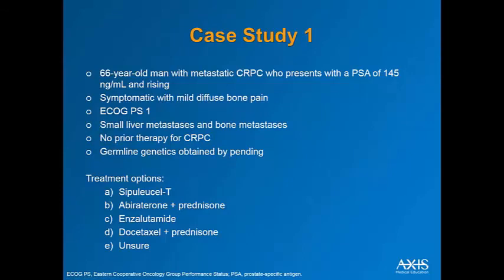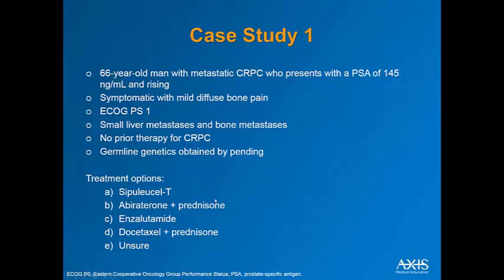Here's a patient I'll just take you through. We've got a 66-year-old guy. He's got metastatic CRPC. He's got a PSA of 145 and rising. He's got some mild diffuse bone pain. ECOG performance status 1. Small liver mets and bone mets. No prior therapy for CRPC. And he gets germline genetics, but those are pending.